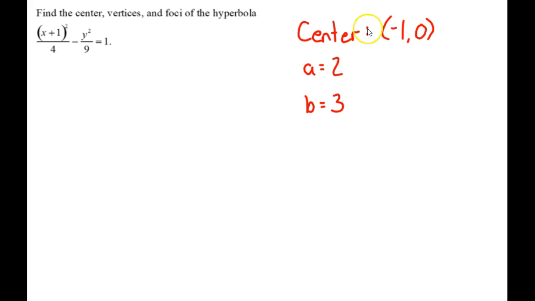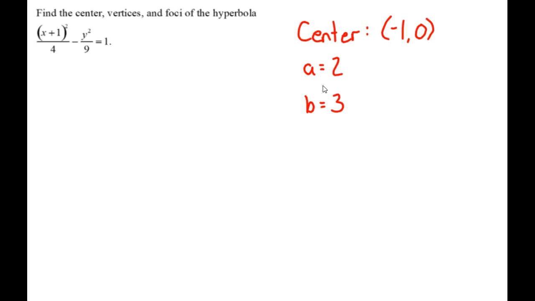Now to the final example. We want to find the center, vertices, and foci of the hyperbola with the equation (x + 1)^2 over 4 minus y^2 over 9 equal to 1. From that equation, there's a few things we can identify. We know the center of this hyperbola is going to be at the ordered pair (-1, 0). Our value of a is going to be 2, and the value of b is going to be 3.